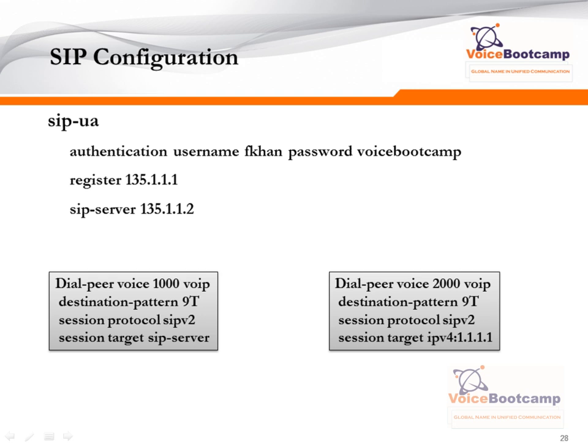The dial peer is pretty straightforward. When you create a dial peer, just simply change the protocol type. By default, the dial peer protocol type is H323. To convert to SIP, you simply say session protocol sipv2, and the target will be the SIP server or the IP address, depending on whichever method you use.